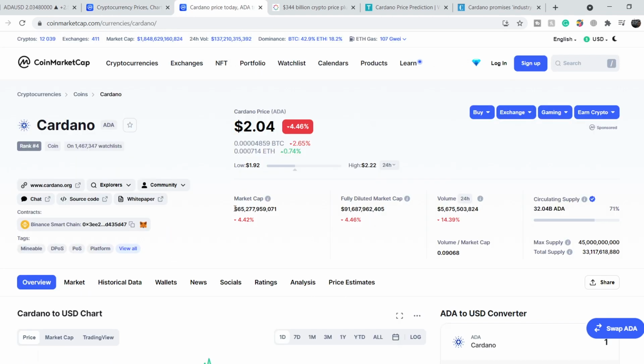Let's continue with its numbers. For now, it has $65.27 billion of total market cap. It's down 4.42%. And the total tradable volume during the last 24 hours is also down about 14%, and for now it is $5.67 billion. So we are not so bullish. Basically, we are moving south. And that's why you have to be cautious with the position of this token. And let's continue with some news.